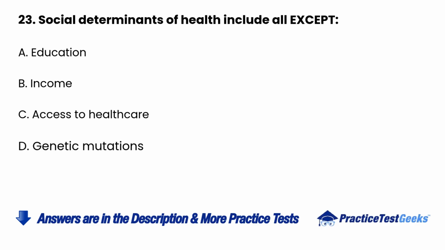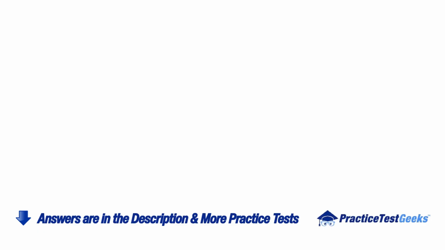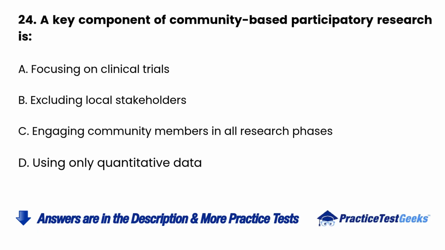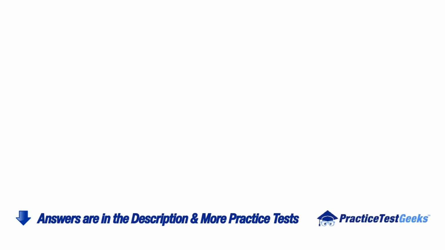Social determinants of health include all except A. Education. B. Income. C. Access to healthcare. D. Genetic mutations. 24. A key component of community-based participatory research is A. Focusing on clinical trials. B. Excluding local stakeholders. C. Engaging community members in all research phases. D. Using only quantitative data.